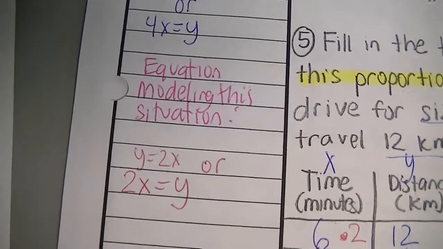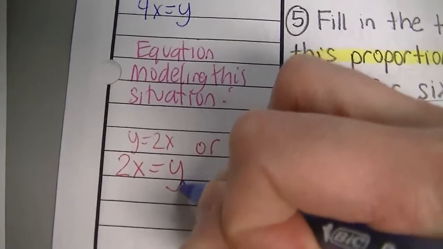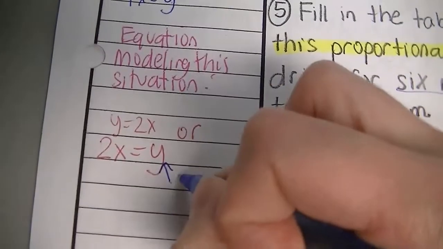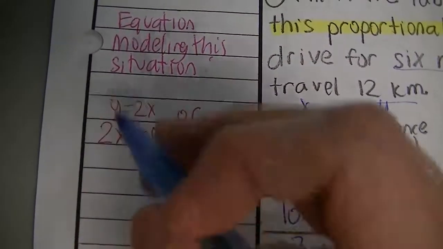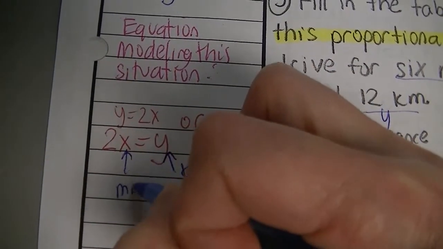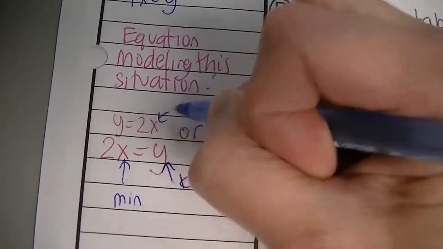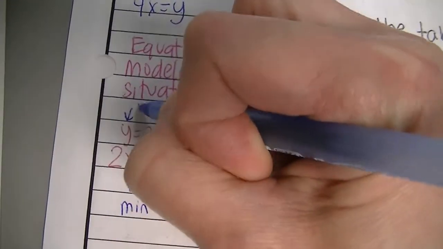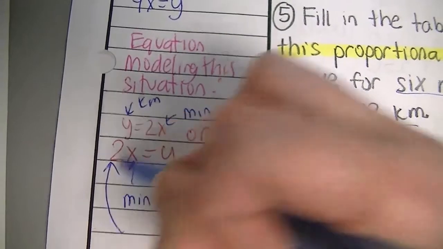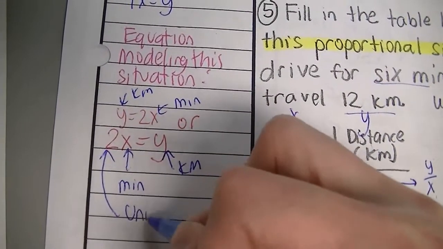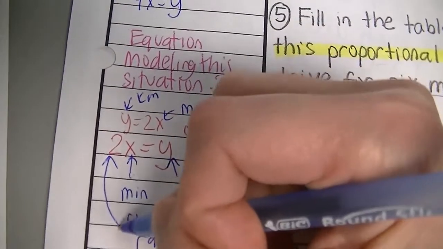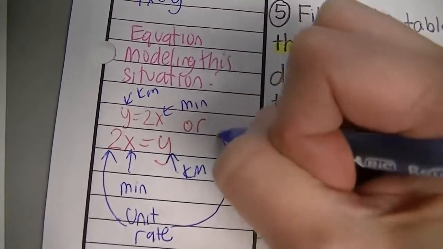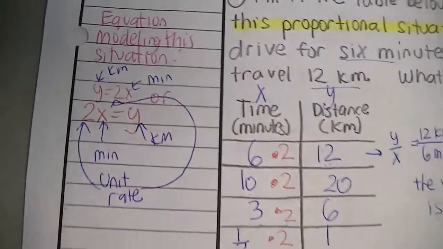All right, we have to label it though because you must always do that. So y represents distance in kilometers, so you could write distance or you can write kilometers. And x represents the minutes, okay? And what does that 2 represent? That's the unit rate. And sorry if that looks confusing, okay?